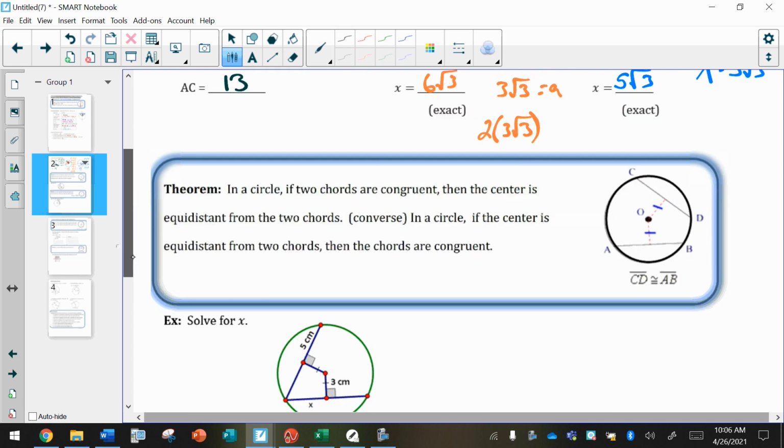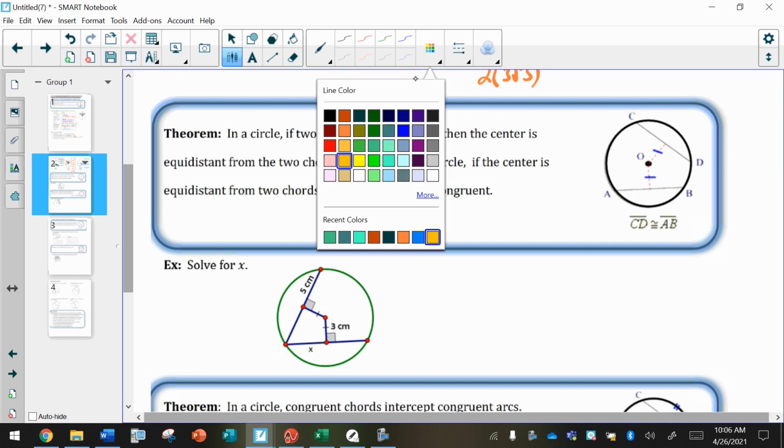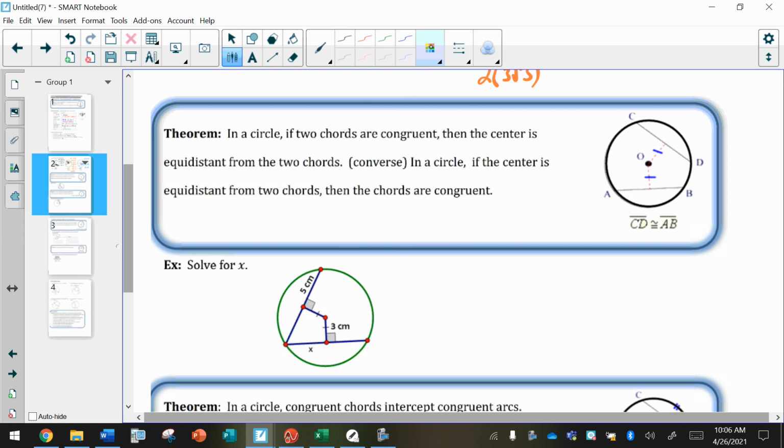Okay, next rule, next theorem. In a circle, if two chords are congruent, then the center is equidistant from the two chords. If we change the order, then we could say in a circle, if the center is equidistant from the two chords, then the two chords are congruent. If you think about this, this makes a lot of sense.